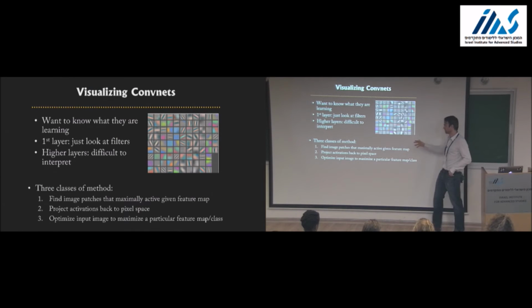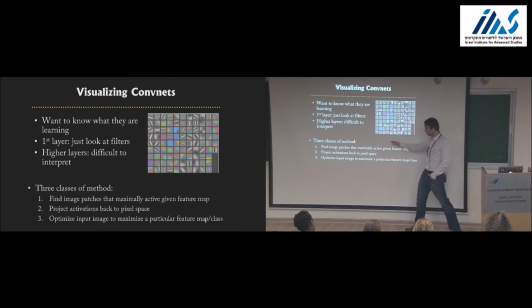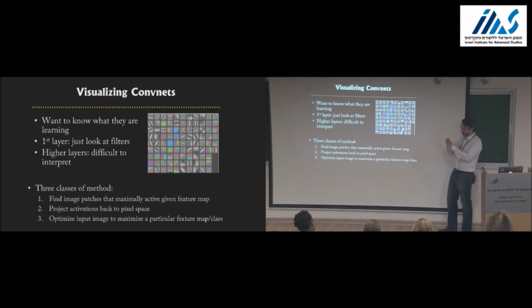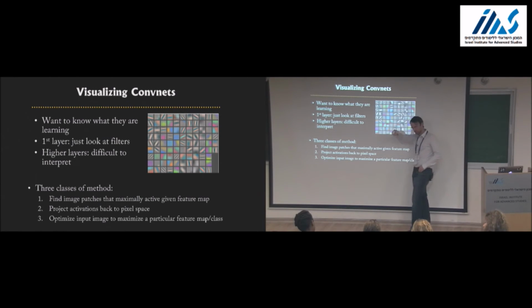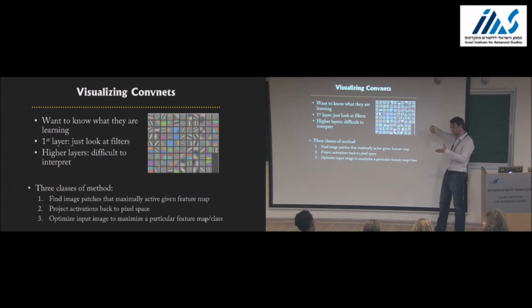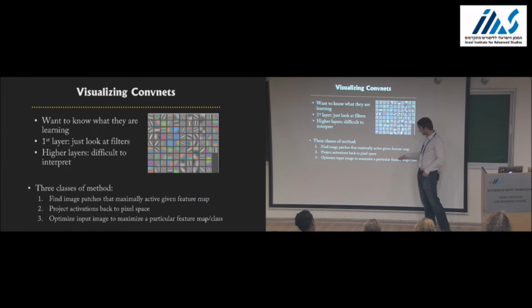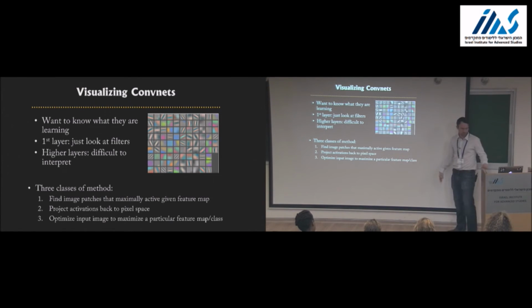Okay, so there are 3 rough techniques you can use to look at what's going on in these upper layers. The simplest is just to look at image patches that gave you strong activations in a given feature map. I'm going to look at each in turn in detail. The second is to take those strong activations and have some technique for projecting them back to pixel space to see what they might be doing. The third is, if you want to know what a particular feature map is doing, you can do gradient descent on the input to try to maximize a particular activation in a feature map. All right, let me go through each of these.